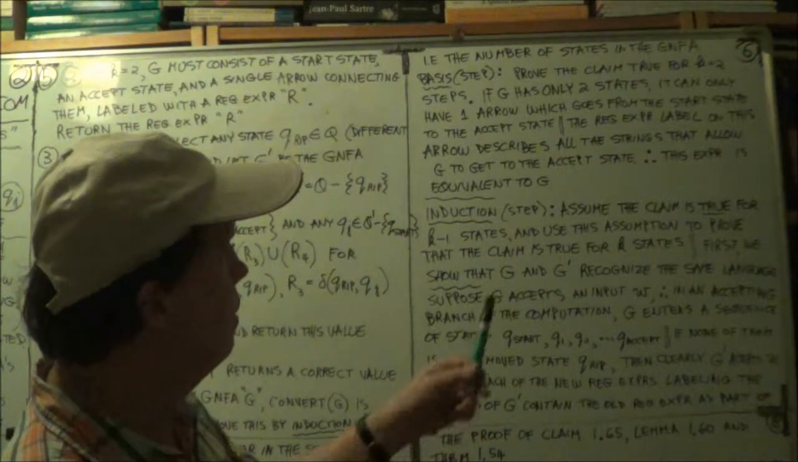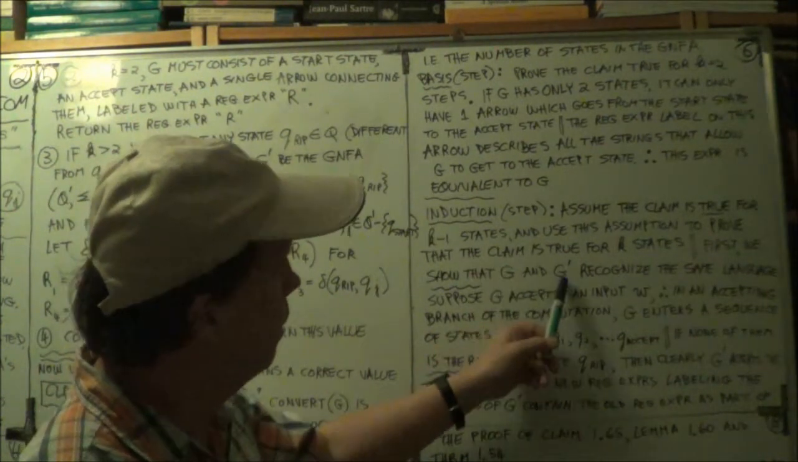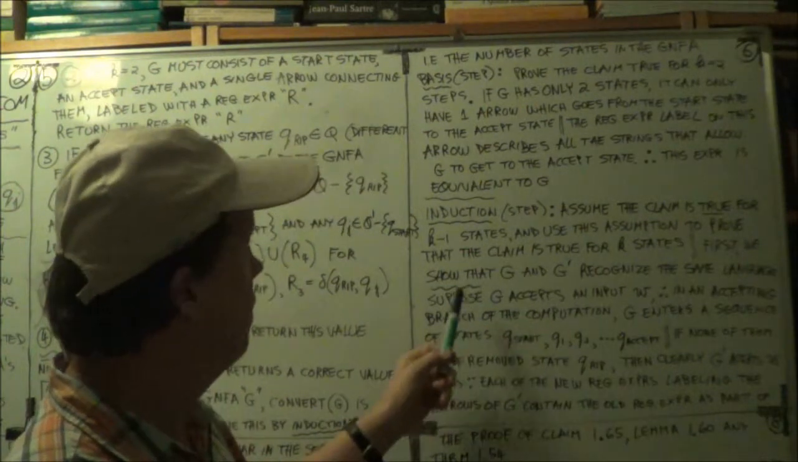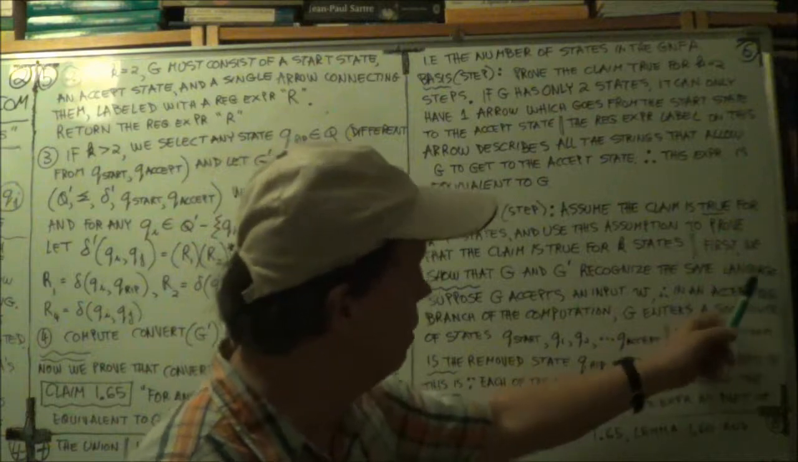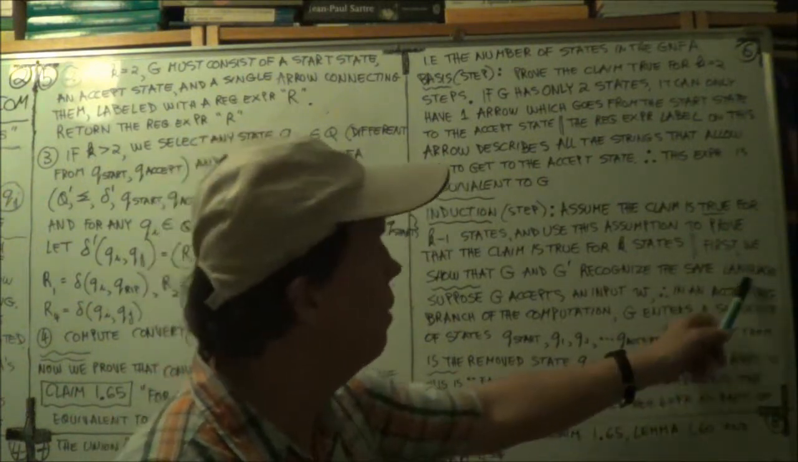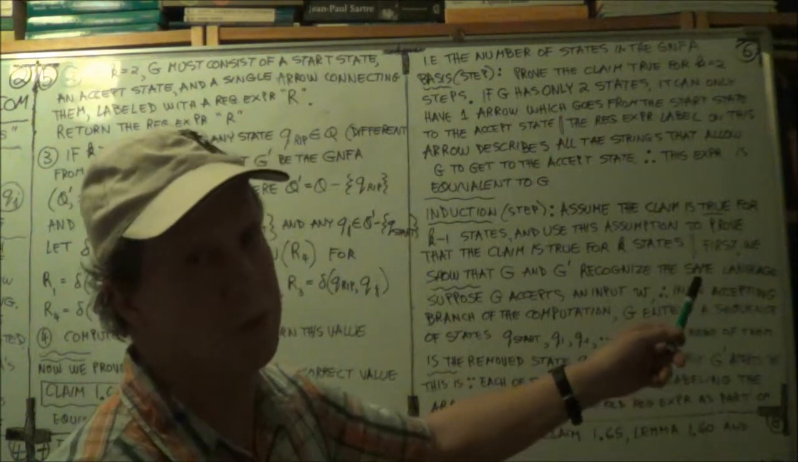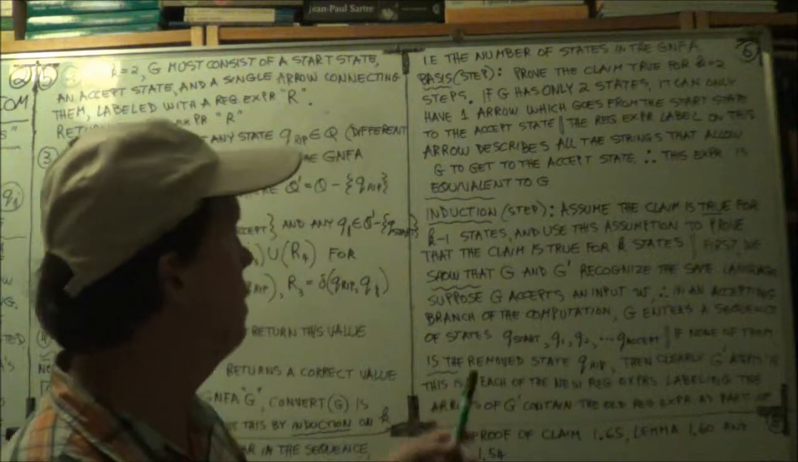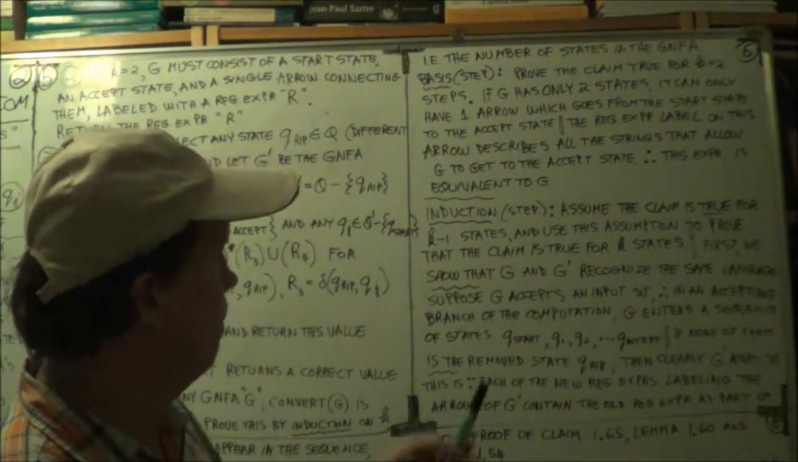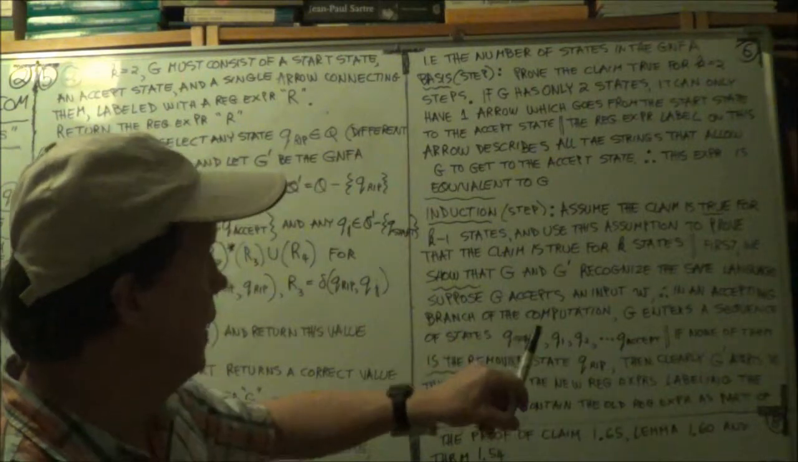Okay? So we need to show that as we knock it down by one state each time, these two machines are equivalent. In other words, they recognize the same language. That's what equivalence means between two machines, right? They do the same job. So they recognize the same language. All right? So let's try to show that.